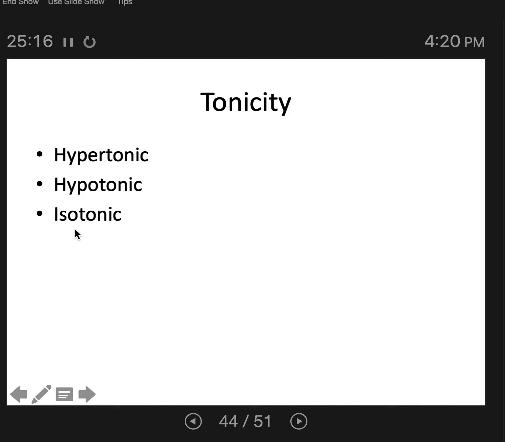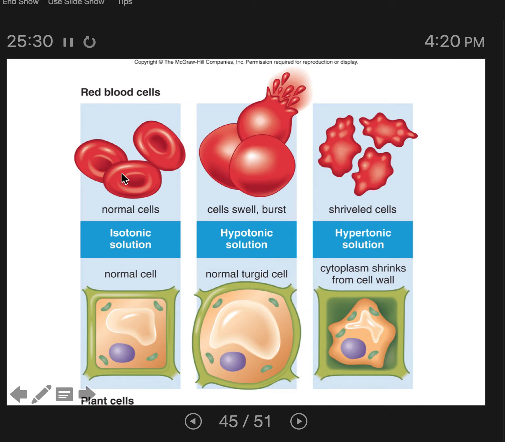And then isotonic means the two solutions are the same. So if you're giving someone an IV, you want the fluid that you're giving them to be isotonic with their red blood cells. And let's talk about why. So here's what happens with red blood cells and plant cells when you put them in different tonicities.